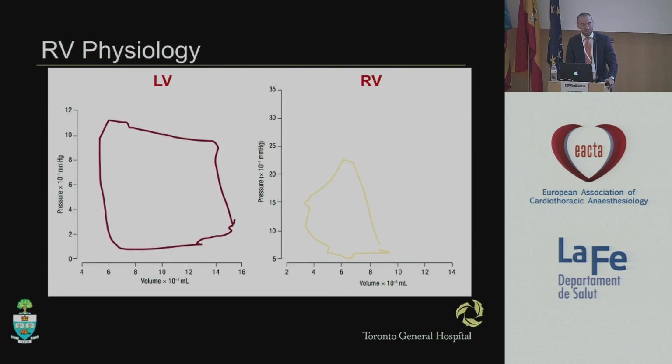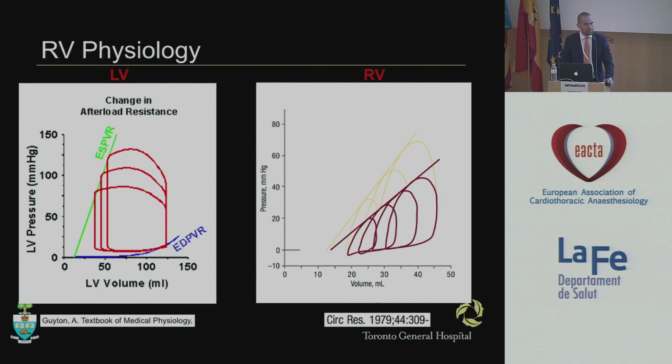Not only is the shape complex, but its physiology is very different from the physiology of the left ventricle. You can see here that pressure volume loops of the right ventricle sit in a tiny little corner of the pressure volume loop of the left ventricle. So it's a much lower pressure system, and it's also a system that doesn't tolerate well the increase in afterload. So there's a significant change in volumes with increase in afterload.